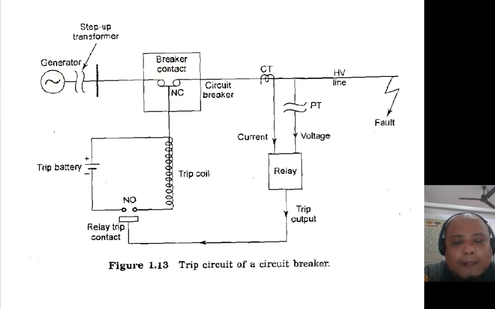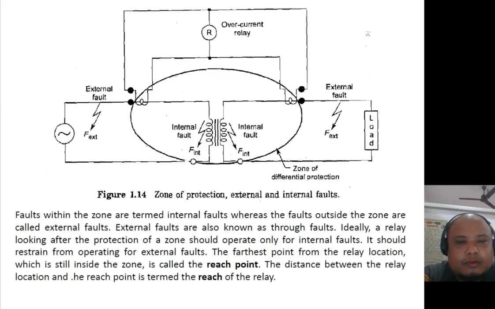So I was talking about internal fault and external fault previously. Internal faults are those faults which are inside the zone of operation of a protective scheme or relay, and external faults are those which lie outside the operating zone of the protective scheme or the relay. Faults within the zone are termed internal faults, whereas faults outside the zone are called external faults.